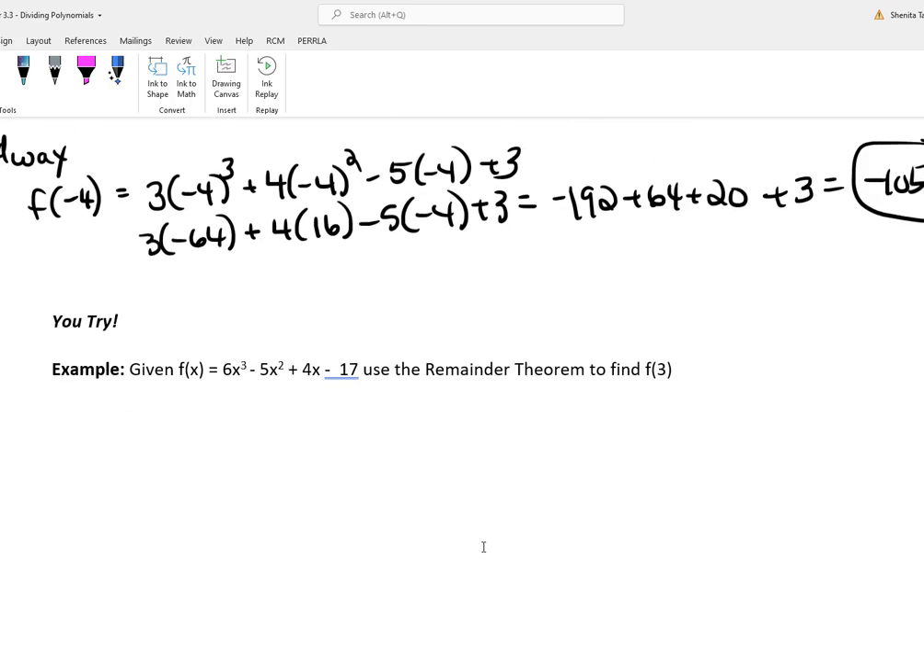In this next problem, it's a You-Try problem. Your answer should be 112.